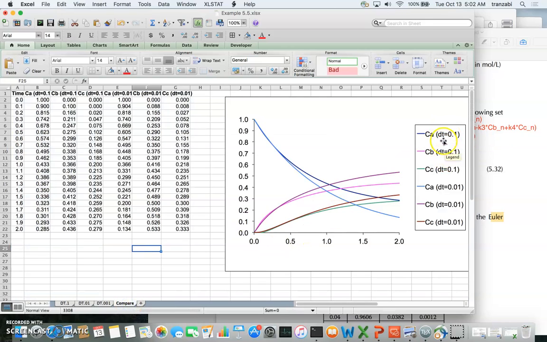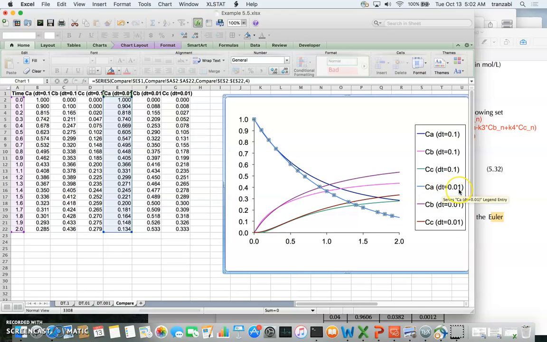So this is a comparison between dt 0.1 and dt 0.01. Let's compare two of them. I'm going to compare dark blue with light blue. These are the concentrations at two different dt values, and we know that the solution becomes more accurate as you decrease your dt. So let's look at that. This is dt equals 0.01, and the dark blue, which is this one, is the concentration of A at dt equal to 0.1.